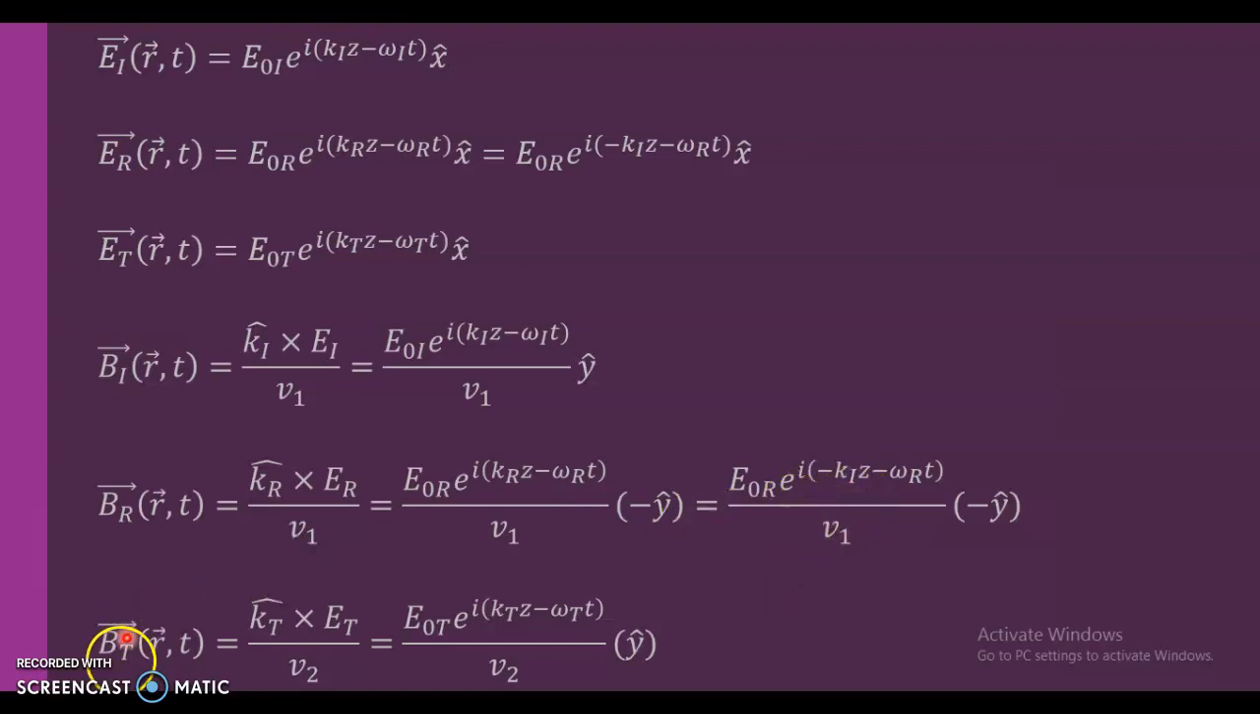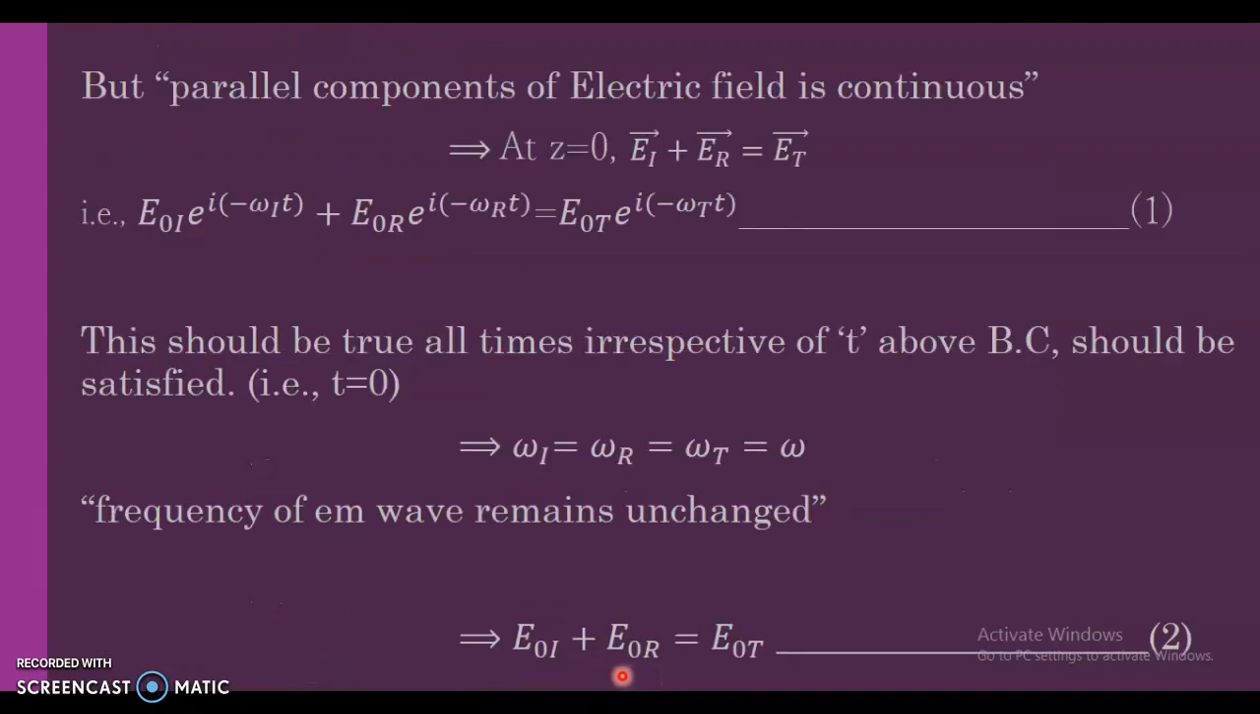Similarly, you can also write an expression for Bt as Bt equal to kt cross Et divided by v2. Here we are replacing v1 by v2 because the transmitted wave is in the second medium. So the above expression becomes E0t e^(i(kt z - omega t t)) divided by v2, which is in the positive y cap direction. But we know that the parallel component of the electric field is continuous. That is, at z equal to 0, Ei plus Er is equal to Et. Therefore, we can substitute the values for Ei, Er, and Et, and it will be like this.